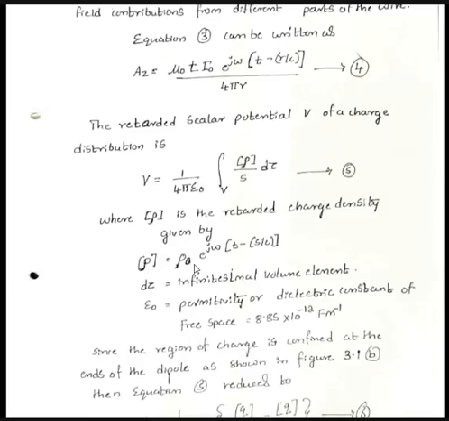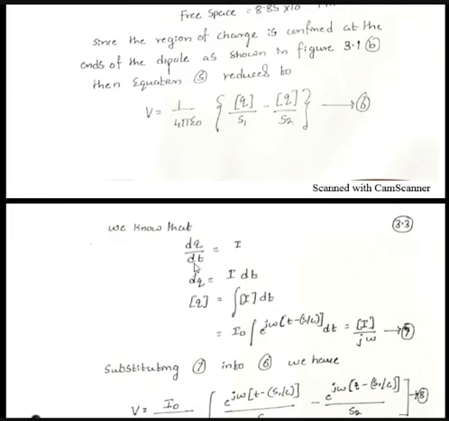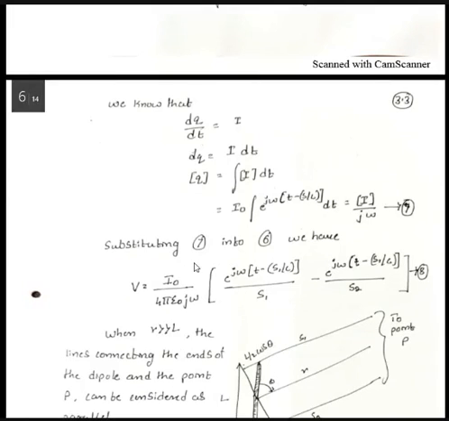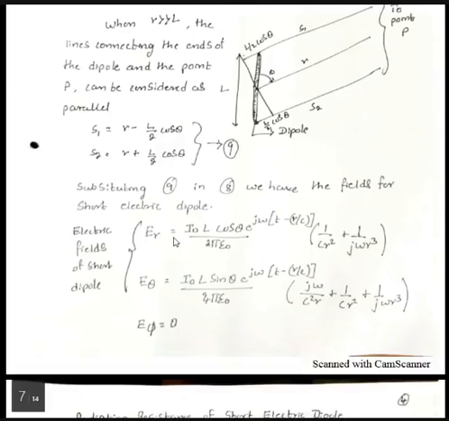We can get the charge distribution here, and we already know that there is a charge distribution only at the ends of the dipole, plus q and minus q. We know the relationship between charge and current. Substitute in this particular equation and you will have the final answer as E_r, E theta and E phi. So this is the one topic which I want to discuss in this video.